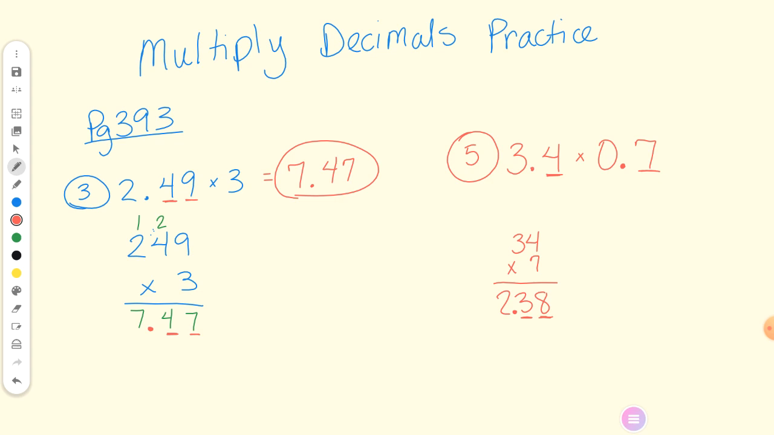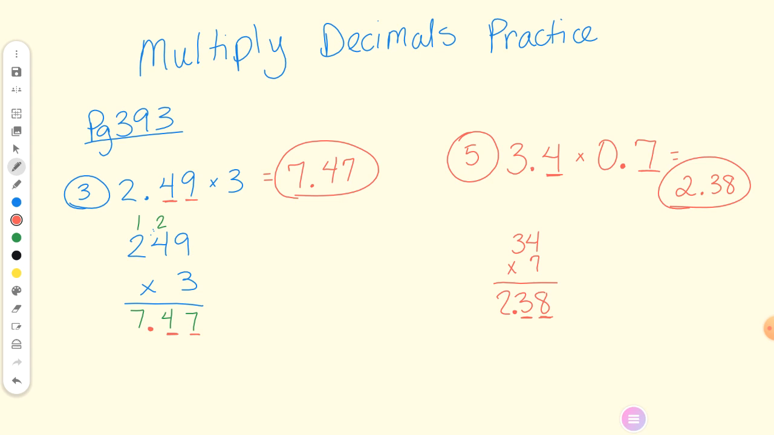Haley, what should I now do? Write it out. I write my answer. I did all the hard work. Now I'm going to say that this is equal to 2.38. Make sure your decimal point looks like a decimal point and not a speck that no one can see but you.